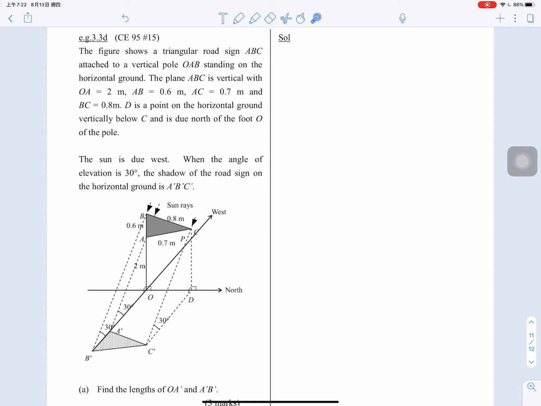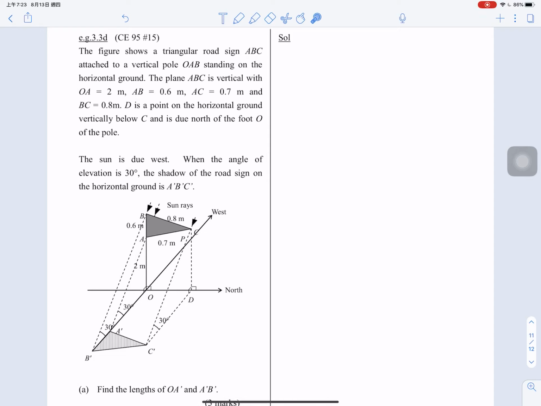3.3D. Now let's have a look at some public exam questions. This one is a 3D question. The figure shows a triangular road sign ABC attached to a vertical pole OAB. OAB, this is the vertical pole. So you see that this one is a right angle on the horizontal ground.